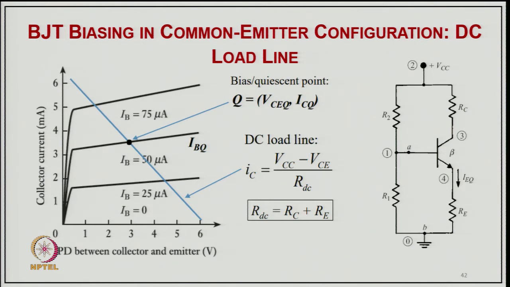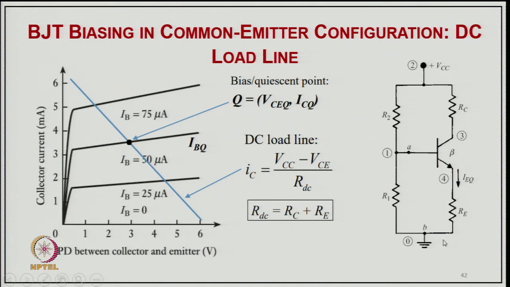Again here, we will be applying an AC signal, so the bias point is on this load line only, and you will be moving along it. The bias point is Q, with VCEQ and ICQ, and the load line is IC versus VCC minus VCE, where VCE is the drop in the transistor. So the supply voltage minus the drop will be across RDC, where RDC is RC plus RE.